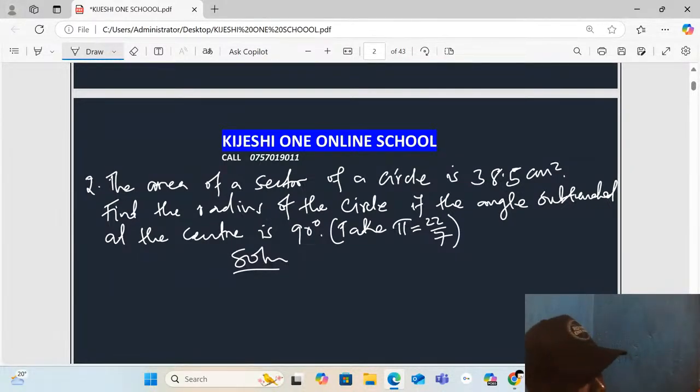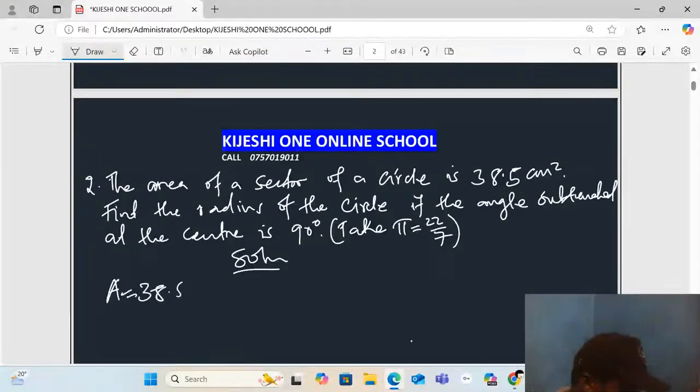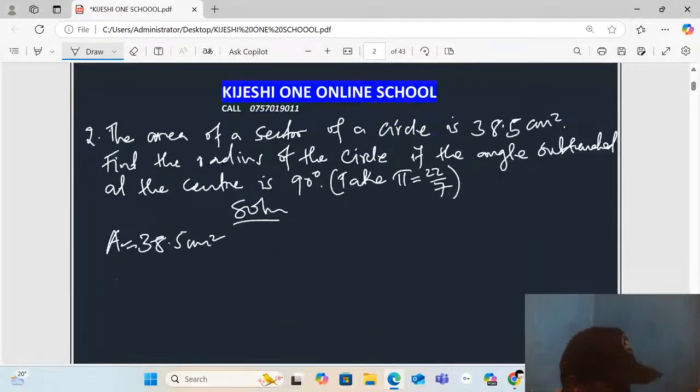Now, we are given the area as 38.5 square centimeters. Then we are given the angle. Now we are asked to find the radius of the sector. So the area is 38.5 square centimeters. Then the angle, which is theta, equals 90 degrees. Then we are asked to find what? The radius. So we don't know it.